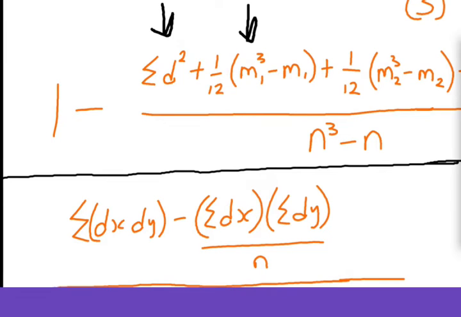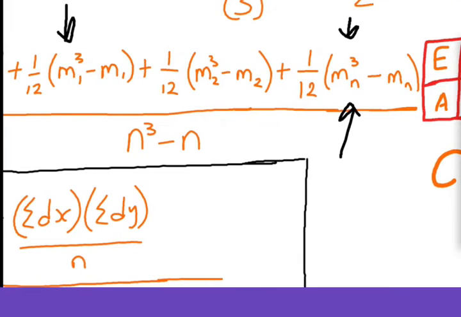So we are supposed to be having 6 multiplied by everything we are having here. Yes, 6 multiplied by everything we are having there. So that is the formula.